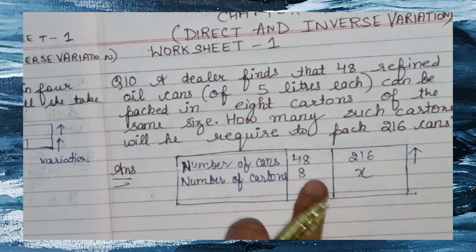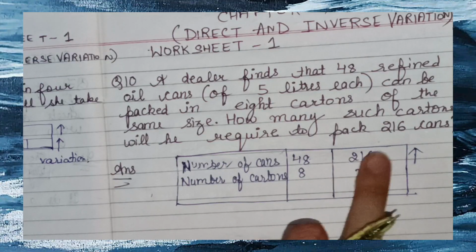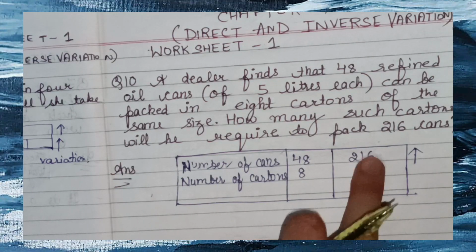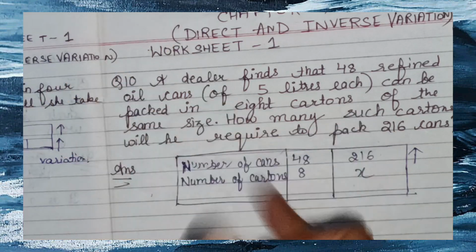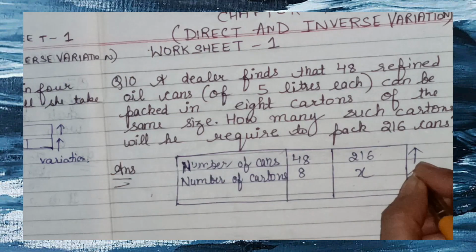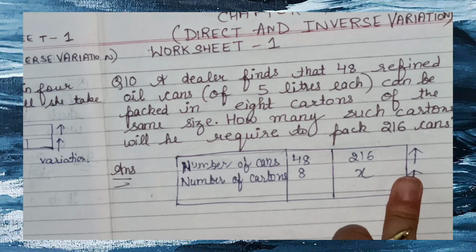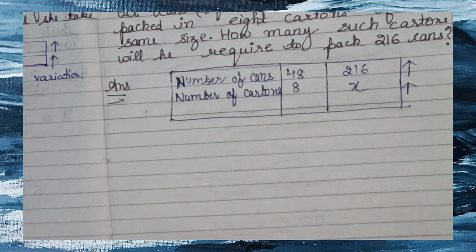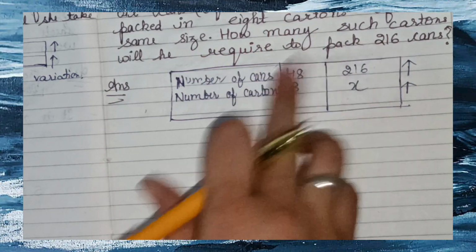For 48 oil cans, 8 cartons are used. So here the quantity of refined oil cans is more, so the number of cartons will also be more. This quantity will also increase. So it is a case of direct variation. In this, both quantities are increasing.